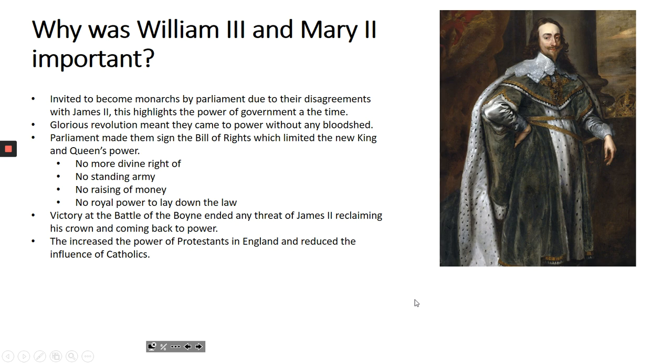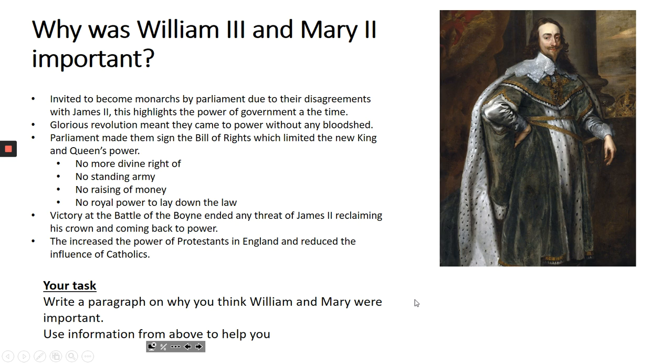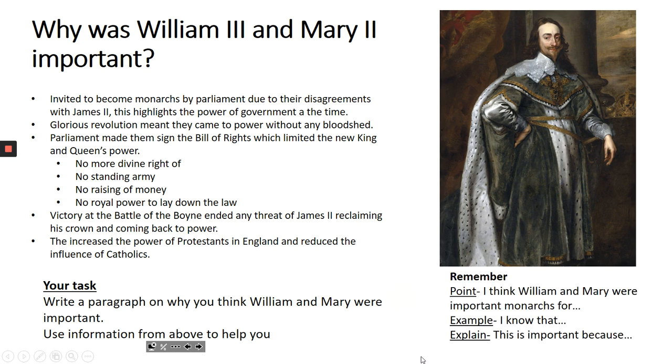The victory at the Battle of the Boyne ended any threat of James II reclaiming his crown and coming back to power, and this increased the power of the Protestants in England and reduced the influence of the Catholics. So, final task then, I want you to write a paragraph on why you think William and Mary were important, use the information above to help you, also use the sentence starters on the right. So remember, I think William and Mary were important monarchs for, and give me a good reason. Example, I know that. And finally, your explanation is this is important because. That last statement is so important.